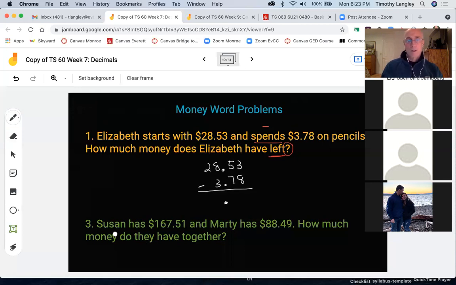Okay. Look at number 3 here. Susan has $167.51 and Marty has $88.49. How much money do they have together? Okay. Again, here's the question with the question mark. That's the sentence. Here's the word together, my keyword, which means plus. So I'm just going to line those up. 167.51 and add it to 88.49 and add. Okay. That's how I would do that, because I've looked at this word: together means to add.